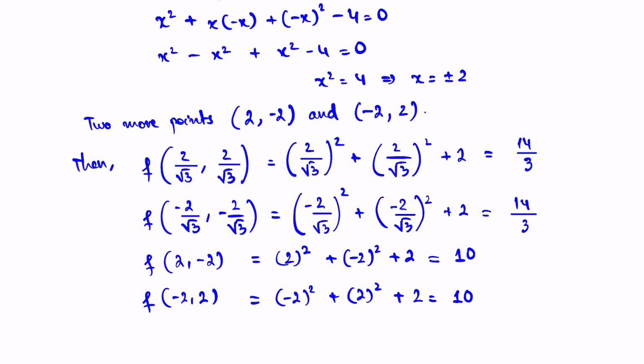From these calculations, we can conclude that the absolute maximum value of f on C, the constraint curve, is equal to 10. So this is the absolute max value. And the absolute minimum value of f on C is 14 over 3. And that's how you find the absolute maximum and absolute minimum of the function using the Lagrange multiplier method.